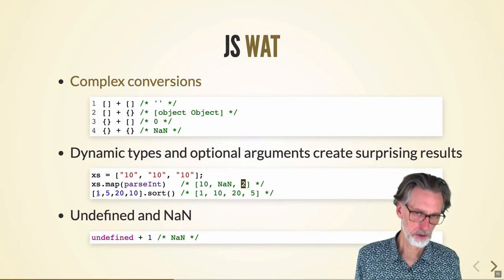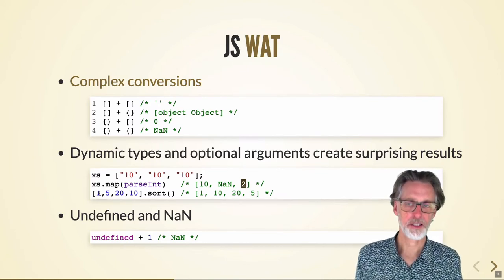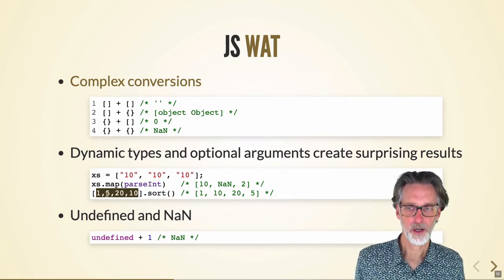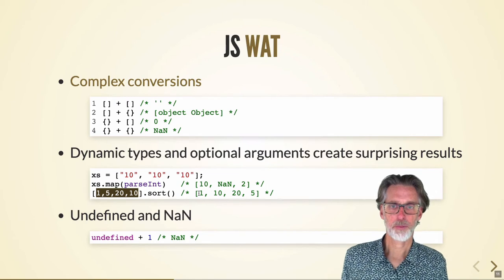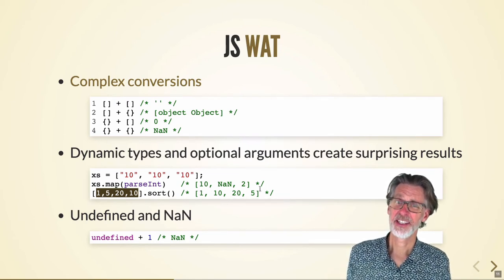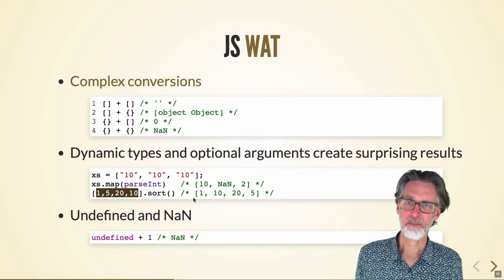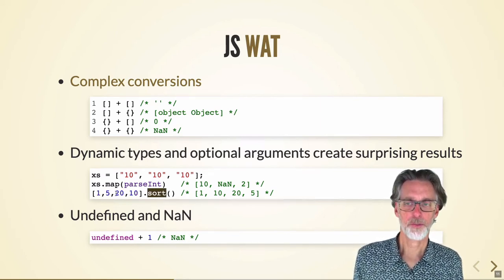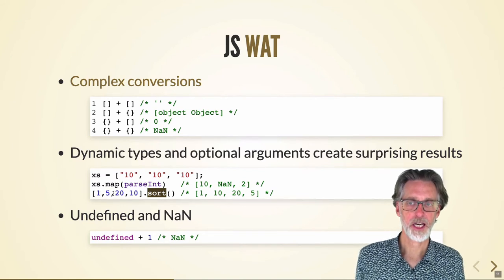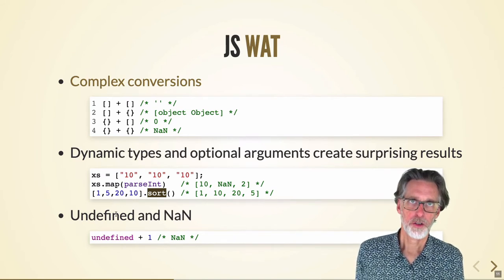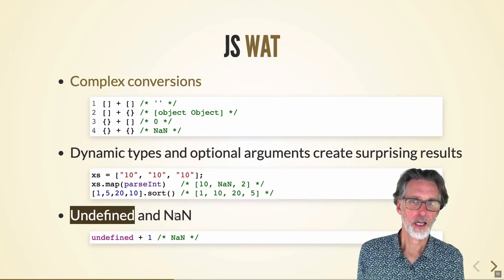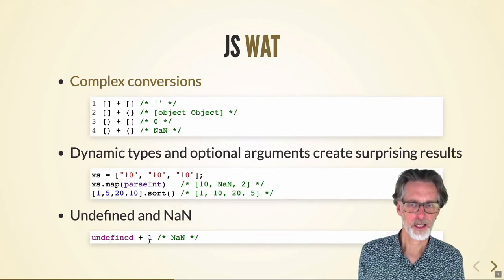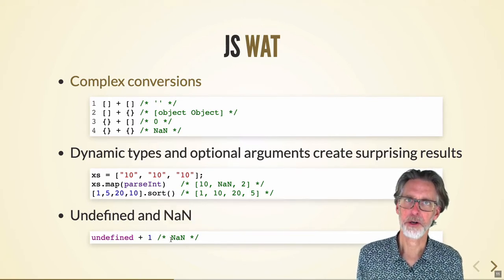In addition, you might note that there are perhaps surprising defaults. Here, if I sort the array 1, 5, 20, 10, I end up with 1, 10, 20, 5, which may not be what I was expecting. The reason is that sort by default sorts strings. JavaScript coerces all the numbers to strings and then does a string sort on them. JavaScript also has both undefined and NaN, which can become confusing. Undefined plus 1, for example, is NaN.